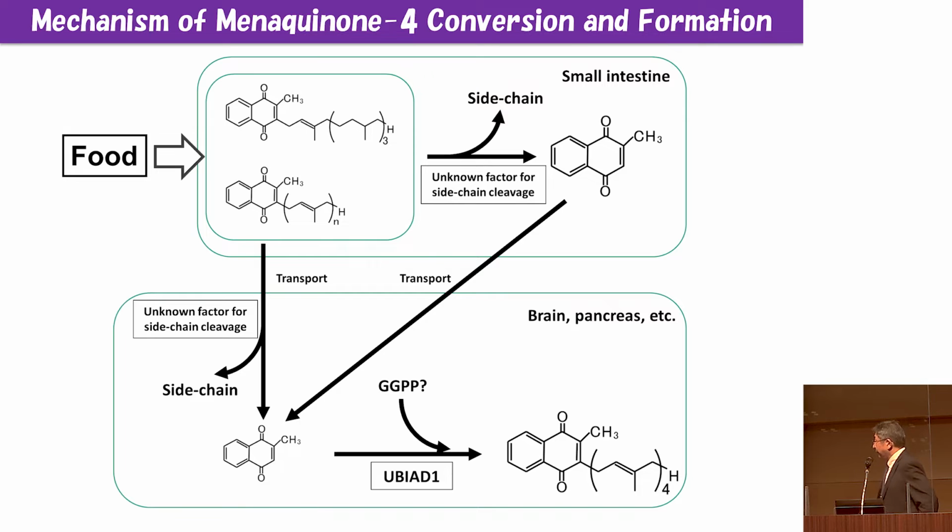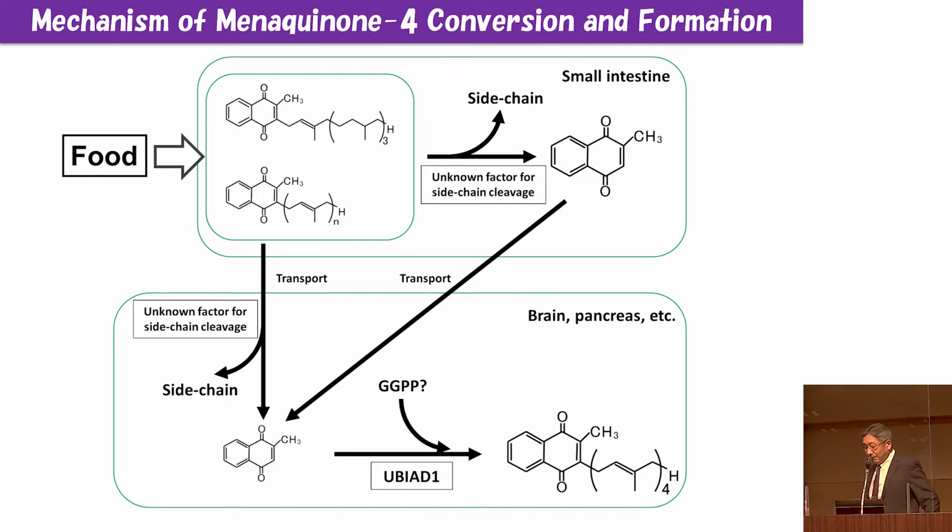In addition, our experiments with crude extracts from organs have also shown that this dissociation occurs not only in the gastrointestinal tract, but also other tissues such as the brain and kidneys. It is thought that the absorbed vitamin K is transported directly to the tissues and then converted into vitamin K3 by side chain dissociation factors, then converted into menaquinone-4 by UBIAD1.